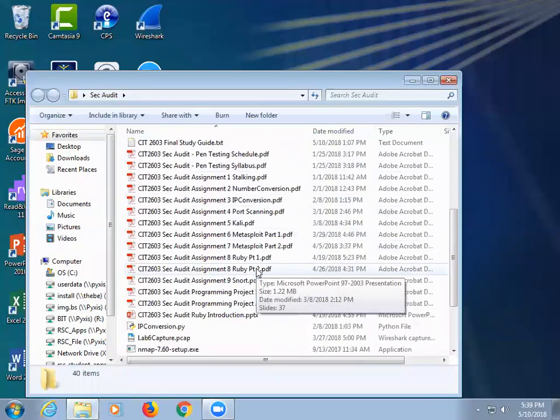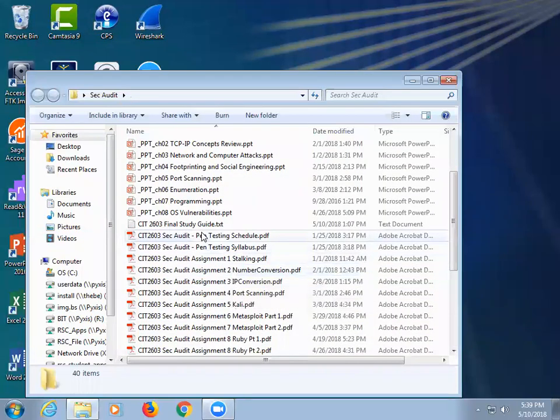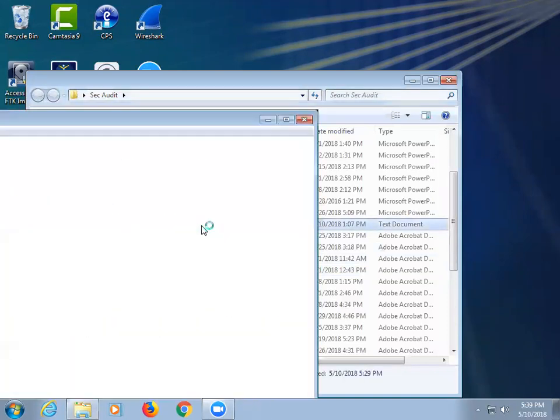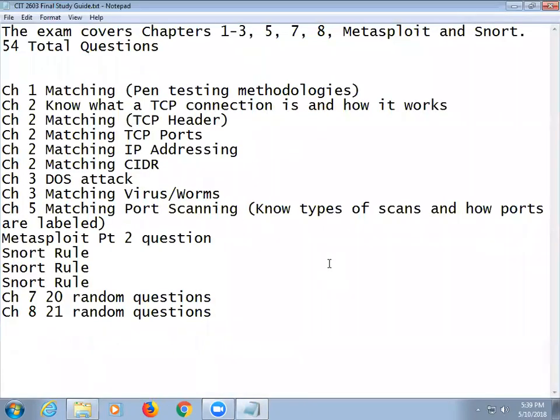Okay, this test, I don't normally make them this way. Actually, I don't think I have in a very long time. But this semester I did. This test is somewhat comprehensive. It includes chapters 1 through 3, 5, 7, 8, Metasploit, and Snort.